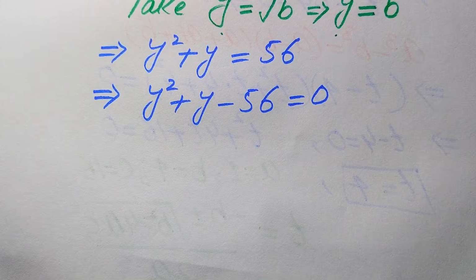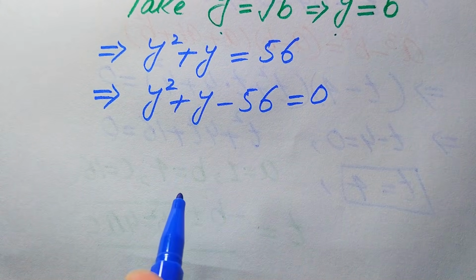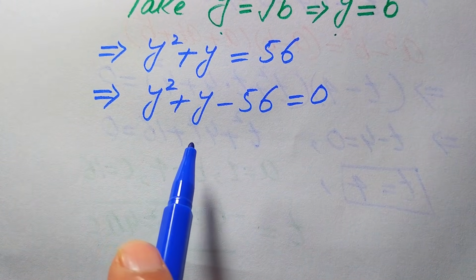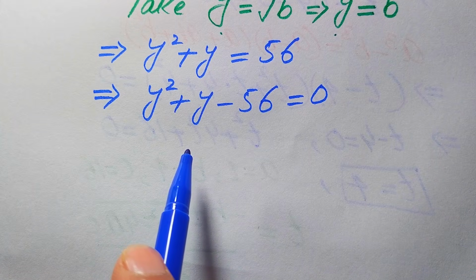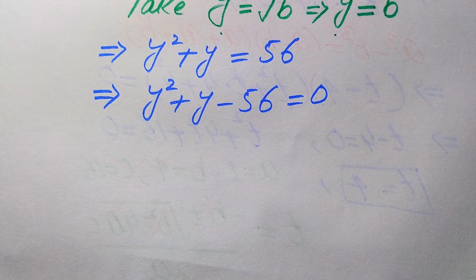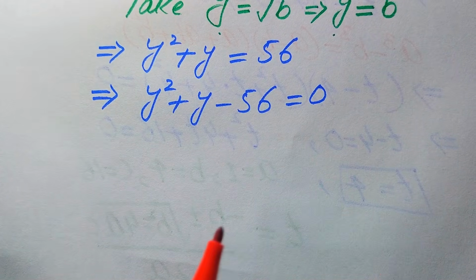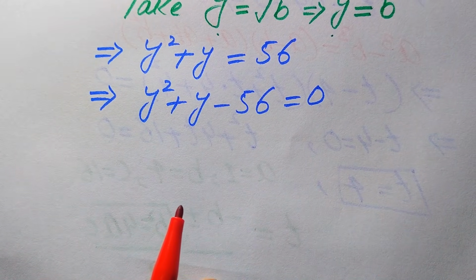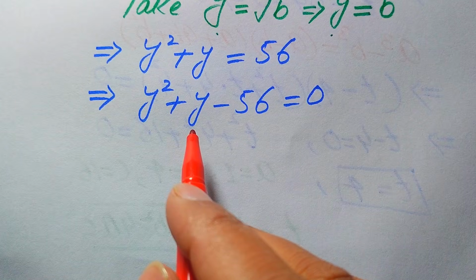In the next step, you see here this equation becomes a quadratic equation, and we know that there are three methods to solve a quadratic equation. The first method is the factorization method, the second one is the completing square method, and the third one is applying the quadratic formula. So here we use the factorization technique to find the factors of this equation. Here we need to break its middle term.